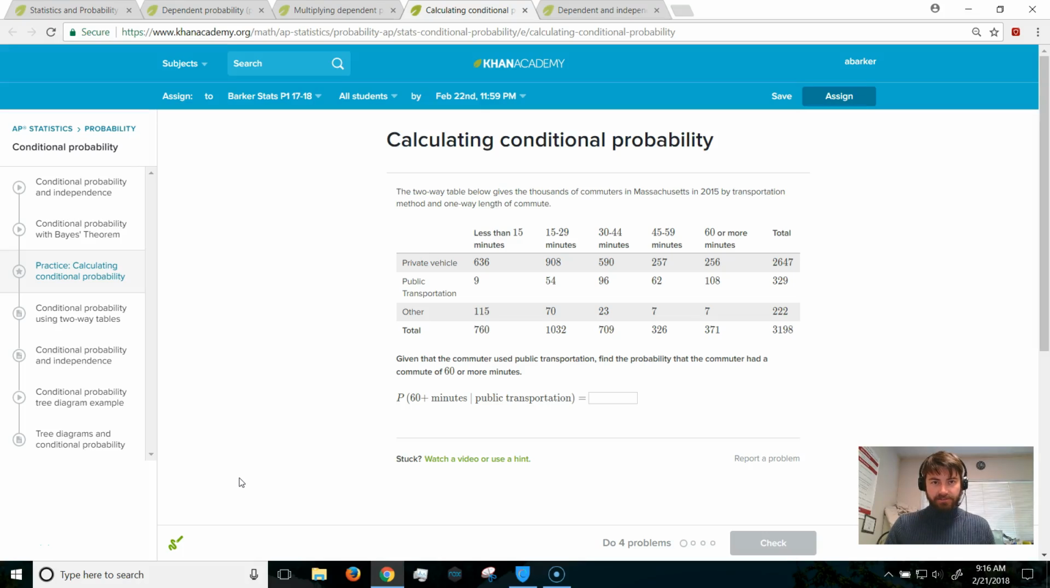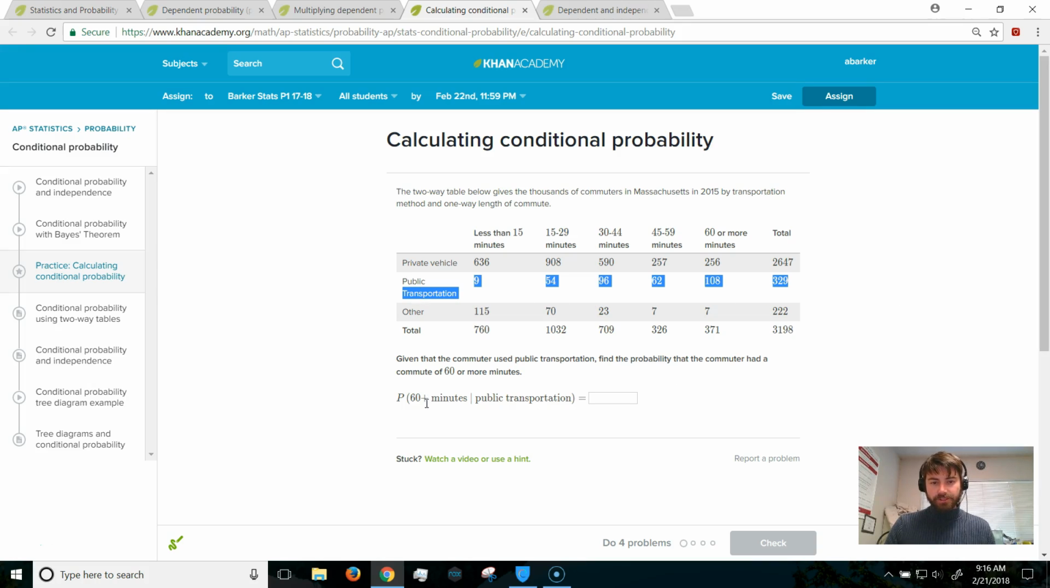So next we're going to look at calculating conditional probability. And this one's pretty simple. It's taking a closer look at this, the probability of 60 plus minutes given public transportation. This given public transportation portion means we're only looking at public transportation. So we're only looking at the row that talks about public transportation.